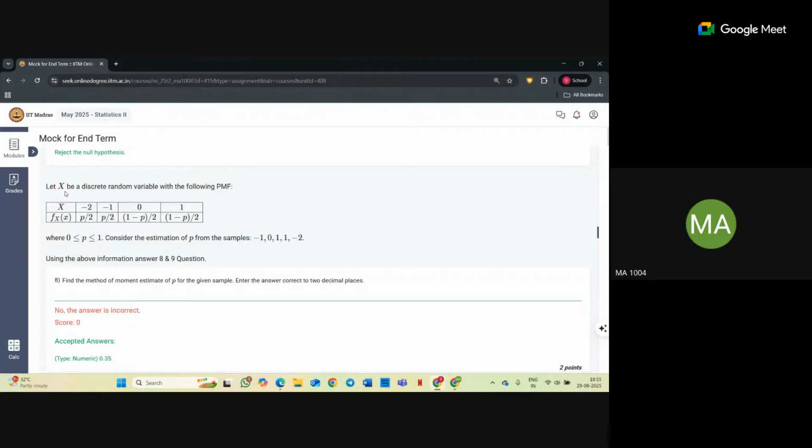Let X be a discrete random variable with the following PMF. P is going from 0 to 1. Consider the estimation of P from the samples listed. Using the above information, answer questions 8 and 9. Find the method of moments estimate of P for the given samples.